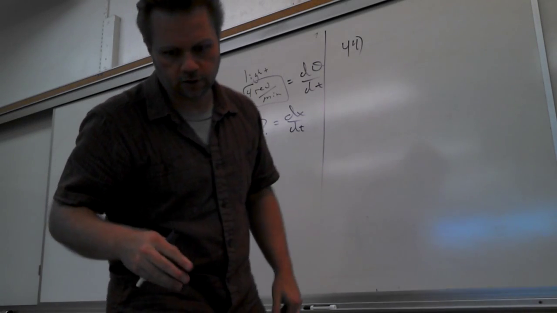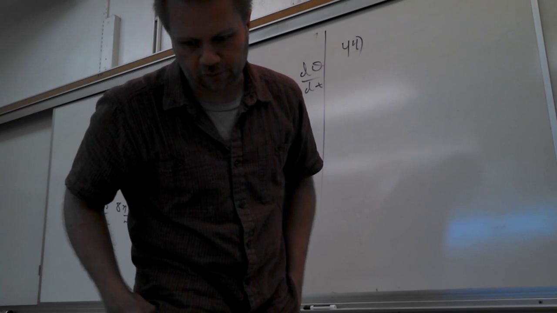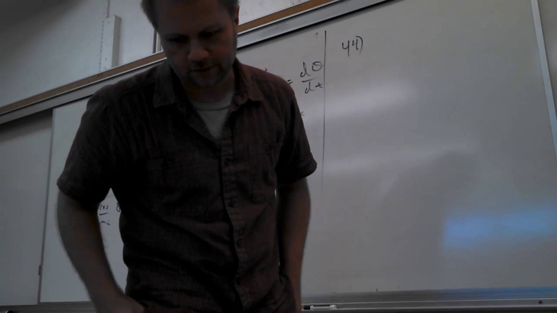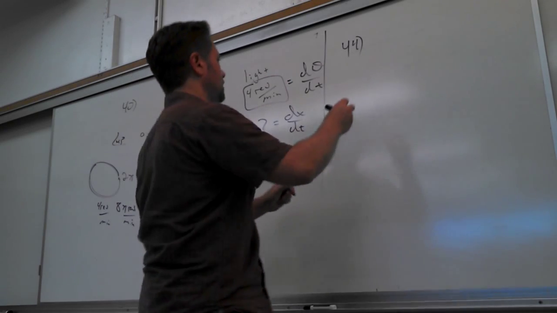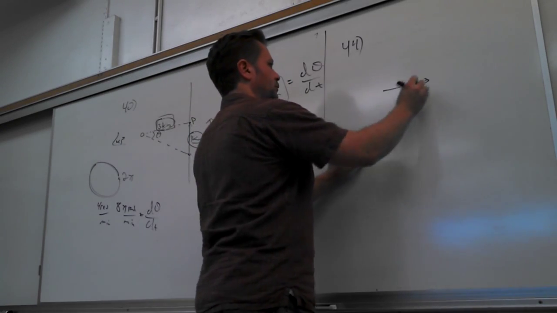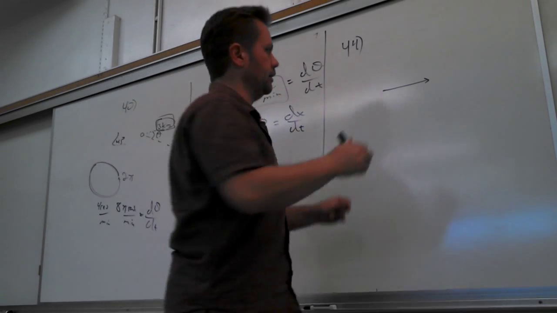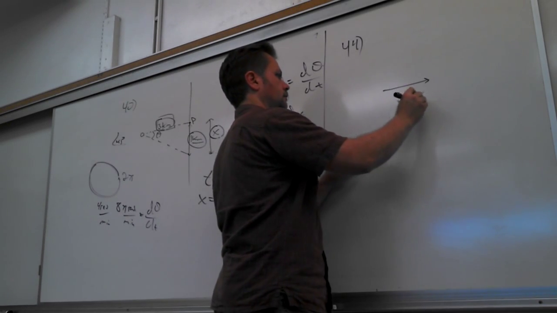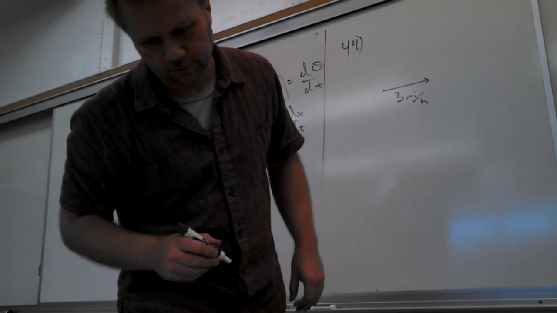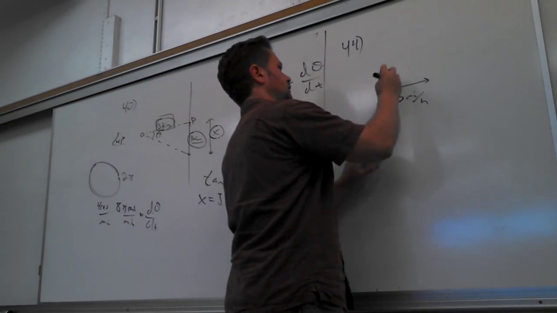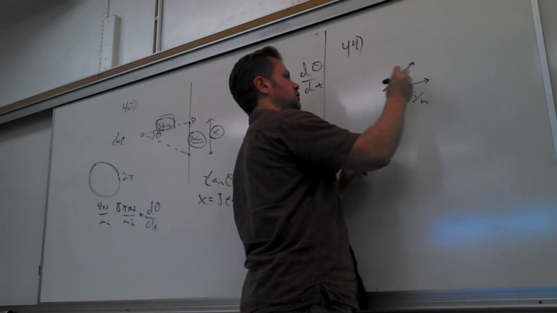So 44. Two people start from the same point. They have a big argument, and one walks east. I might have embellished there. I always try to come up with why things are happening in a problem. One walks east at 3 miles an hour, and the other one walks northeast. Of course, northeast. Why not?